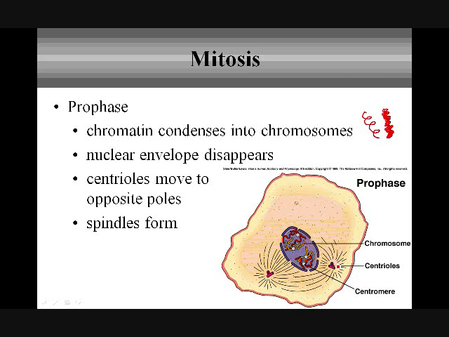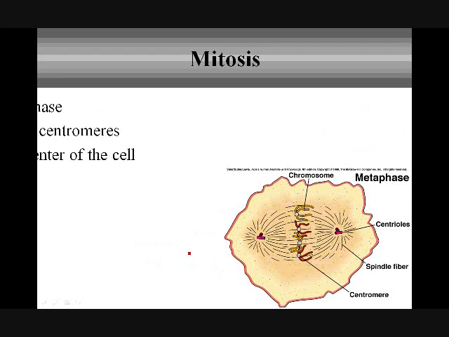Centrioles are moving to opposite sides, right? So we have the original centrosome and the copy of the centrosome, the two of them, and they're going to opposite sides of the cell. And then we have spindles that are forming. These are those microtubules that were a part of the cytoplasm's cytoskeleton that we talked about in the previous sections, right? So these microtubules are what the spindles are forming out of.